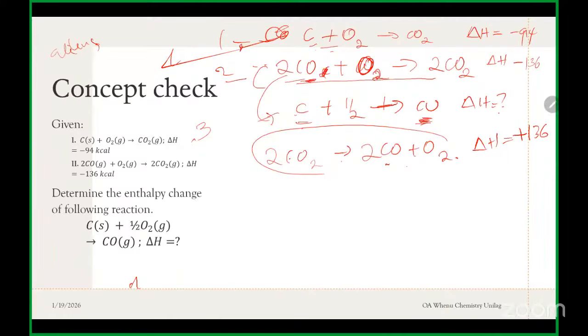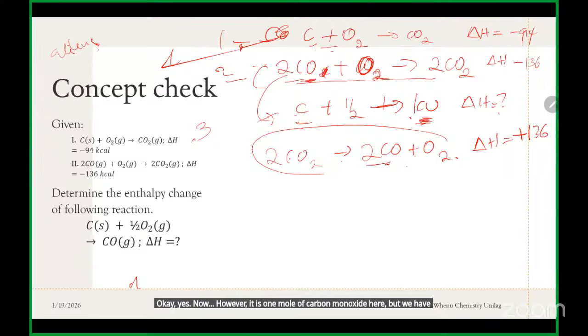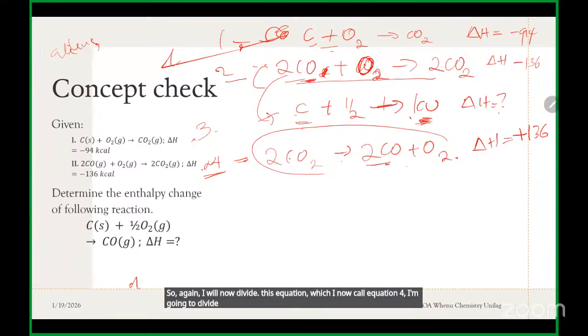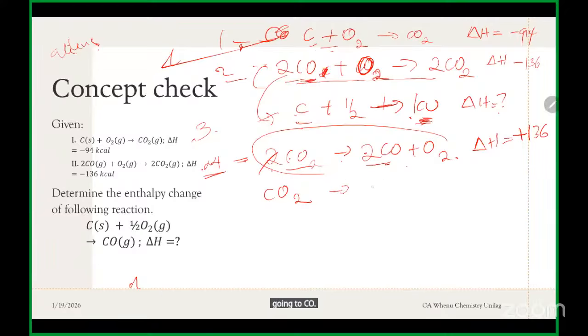Now, however, it is 1 mole of carbon monoxide here, but we have 2 moles of carbon monoxide there. So again, I will divide this equation, which I now call equation 4, by 2. Once you divide it by 2, that will be CO2 going to CO plus half O2. And delta H also is divided by 2. That gives us positive 68.